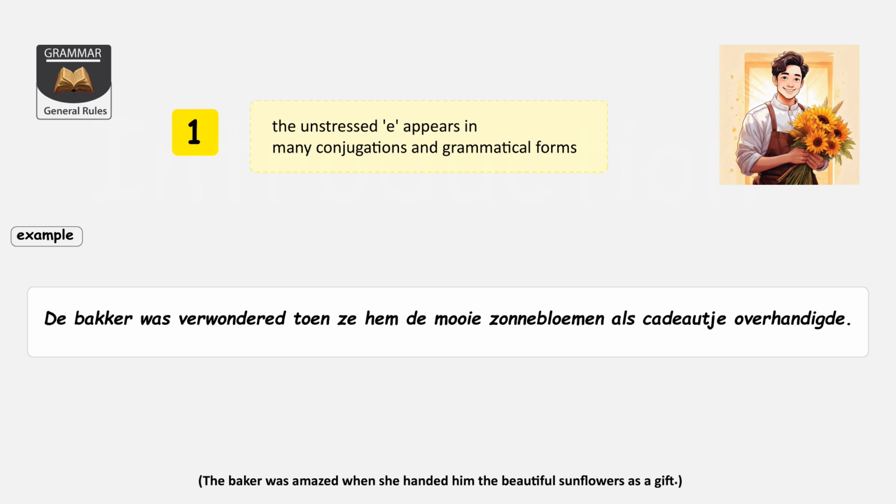The first thing to remember is that the unstressed E is very common and it appears in many conjugations and grammatical forms. Let's have a look at the next example sentence. De bakker was verwonderd toen ze hem de mooie zonnebloemen als cadeautje overhandigde. Meaning, the baker was amazed when she handed him the beautiful sunflowers as a gift.